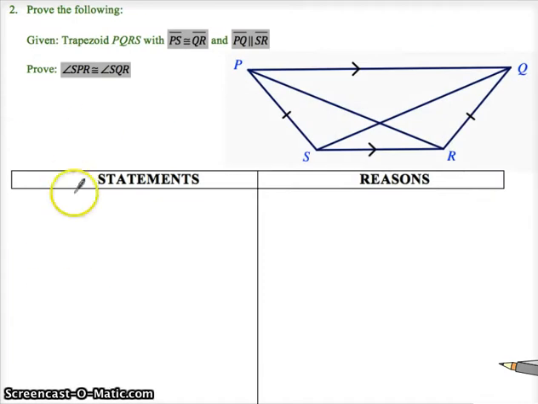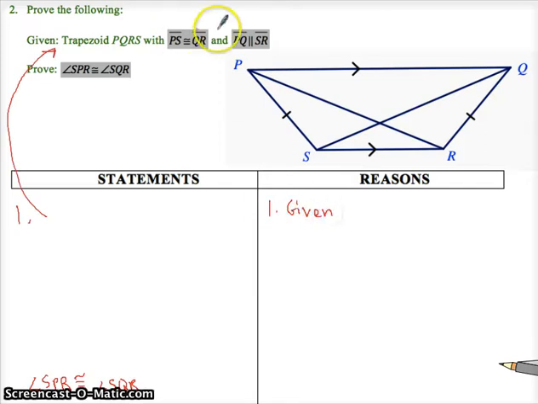Okay, proof. Let me copy in the basics. I only do a little bit of cheating there. All right, we know we have a trapezoid, and it's marked with the parallels, PQ and SR. And we know that PS is congruent to QR. Okay, well that should tell us something.